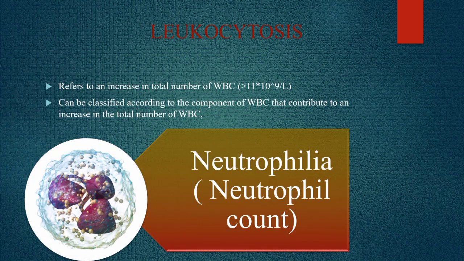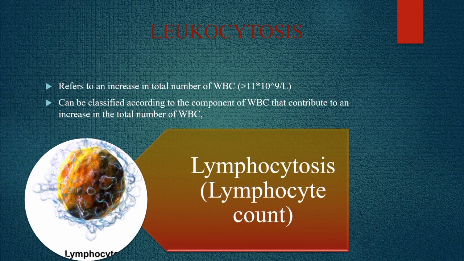If the white blood cell count is above 11 billion cells per liter of blood, this is referred to as leukocytosis, and it can be classified according to the component of the white blood cell that has contributed to this increase in the total. For example, we could have neutrophilia. This is a condition characterized by a high neutrophil count. Other conditions could be contributed by other blood cell counts, as we're going to be seeing. For example, the lymphocyte count could also increase, leading to a condition known as lymphocytosis.